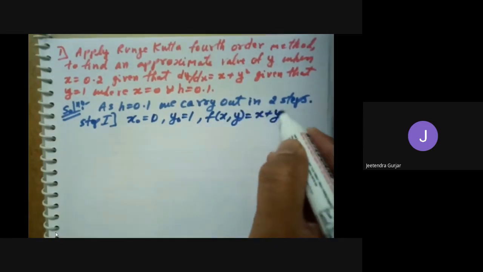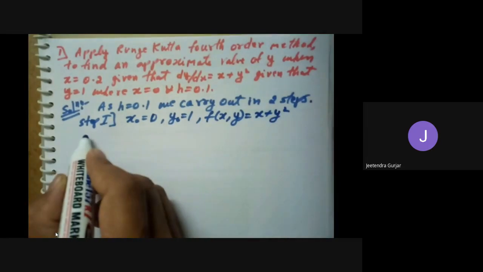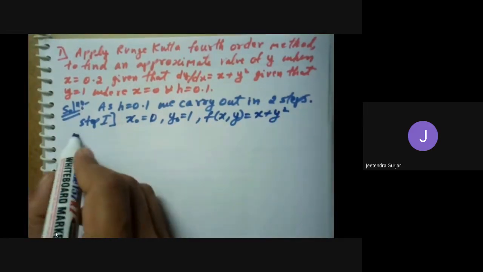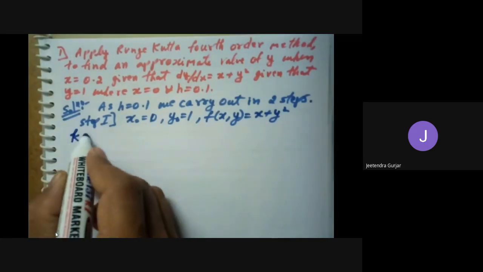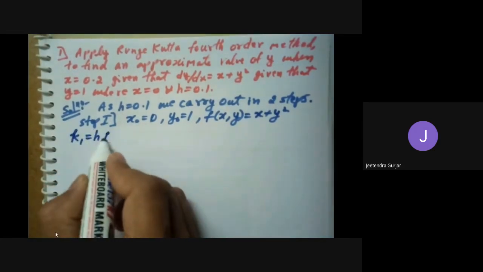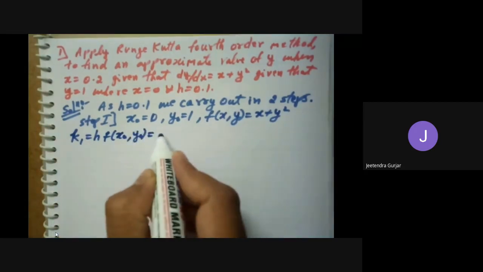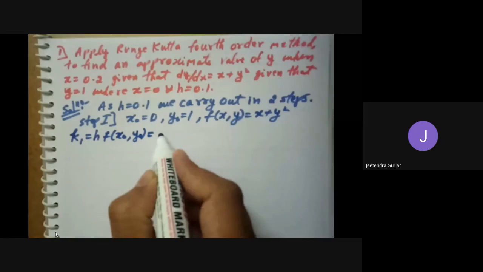It is x plus y square. So remember this function will change. Remember it is going to be initially 0, 0, 1, 1, 2, 2. It is going to change the function. Next, immediately we'll find the formula. First we'll write the formula from Runge-Kutta fourth order method. K1 is equal to h f of x naught comma y naught.